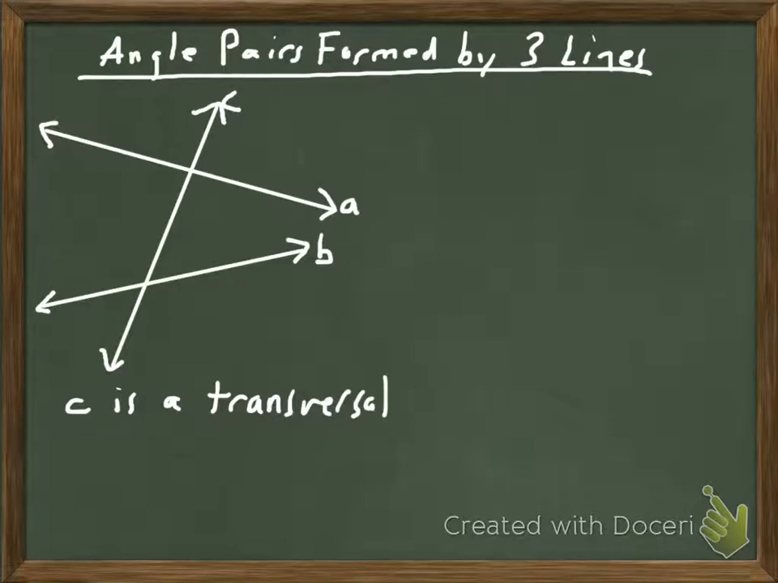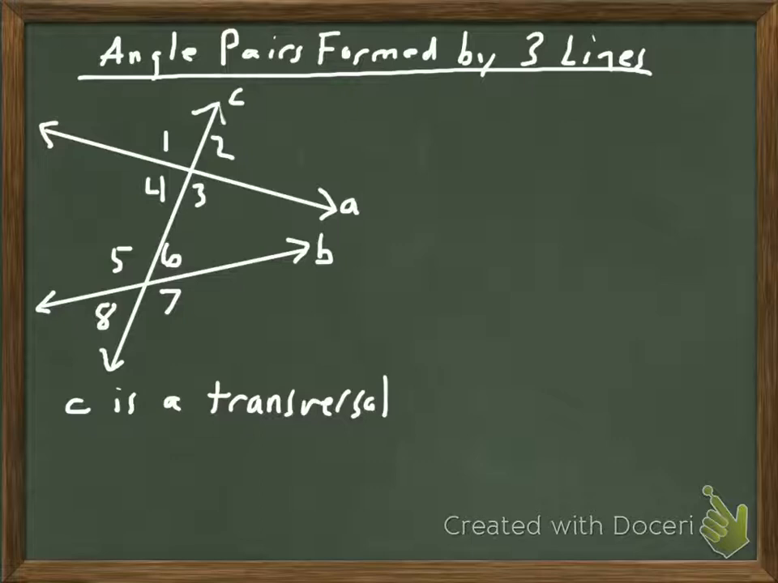And whenever a transversal intersects two other lines, do you see how many angle pairs are formed? Well, let's count them. We've got four angles formed at the intersection of line A with line C. Let me make that C a little bit more clear. And we've also got four angles that are formed by the intersection of line B with line C. So there's a total of 8 angles altogether.